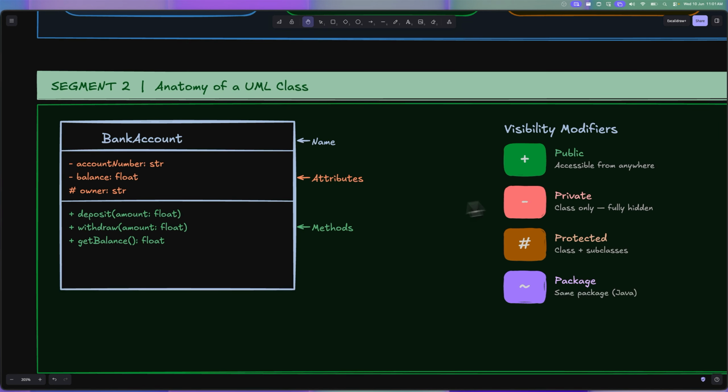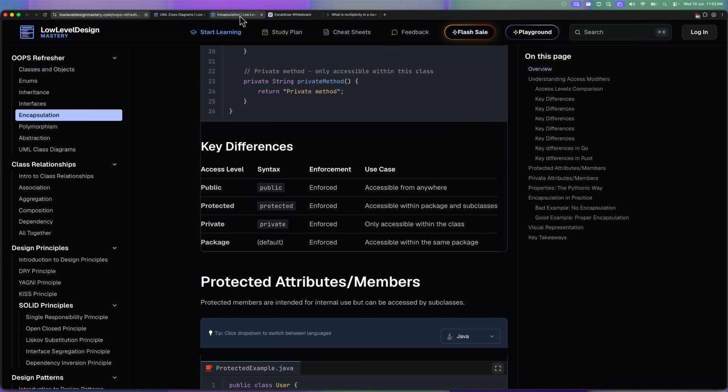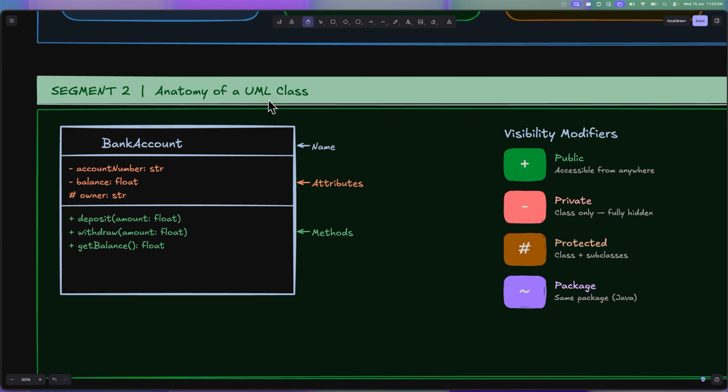So here we can see plus means that this is public, right? If you see this deposit method, we have marked it as plus, so that means this can be accessed from everywhere. Similarly, minus means private. If you see, account number and balance are private attributes, right? Hash means protected, that means only this class and the subclasses can access it. And this tilde means within the package, right? So whatever we learned during encapsulation, the access levels, if you want to represent the same thing visually inside a UML class diagram, this is how you specify the visibility modifiers.